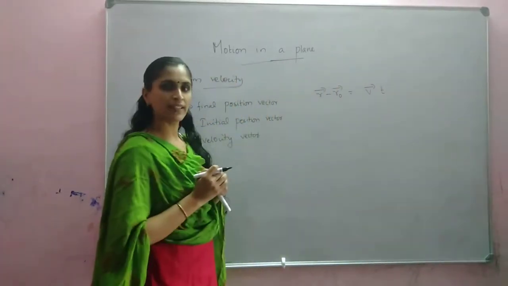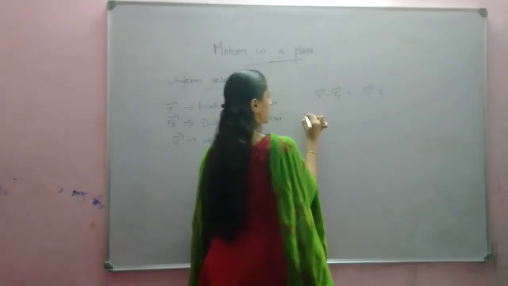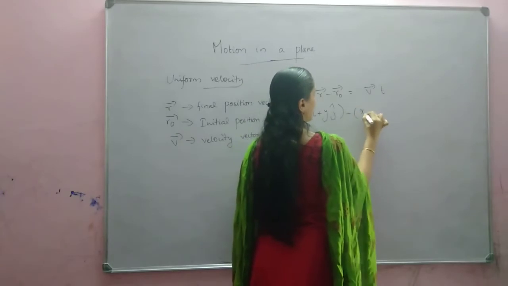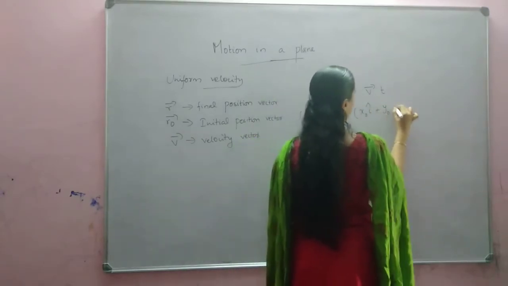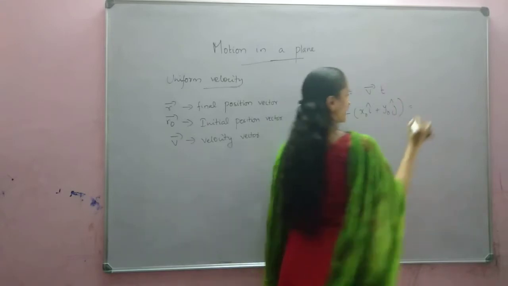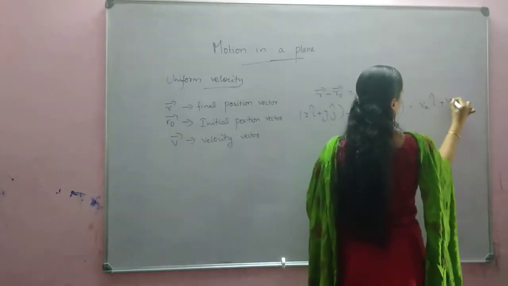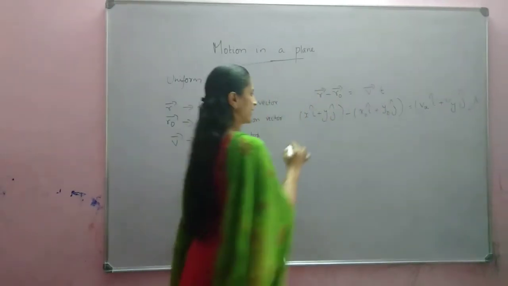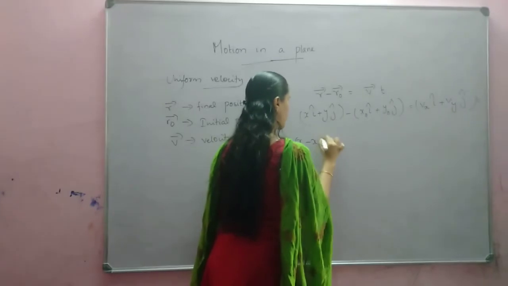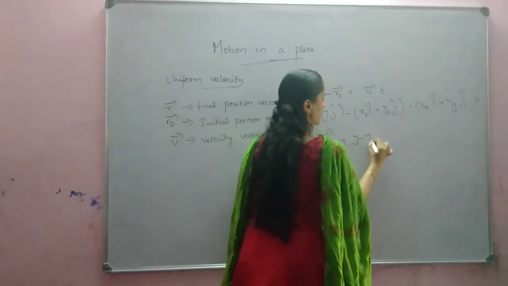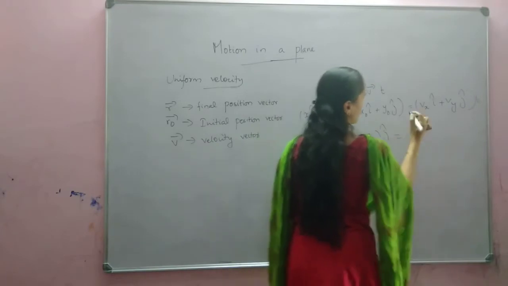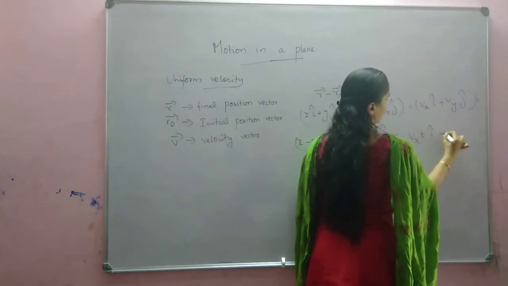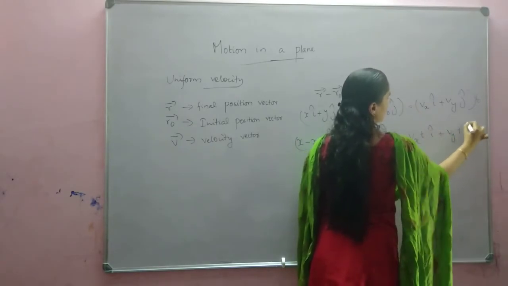All those can be represented in component form, rectangular components. So we can write xi plus yj minus x0 i cap plus y0 j cap is equal to vx i cap plus vy j cap into t. Or we can write x minus x0 i cap plus y minus y0 j cap is equal to vx t i cap plus vy t j cap.